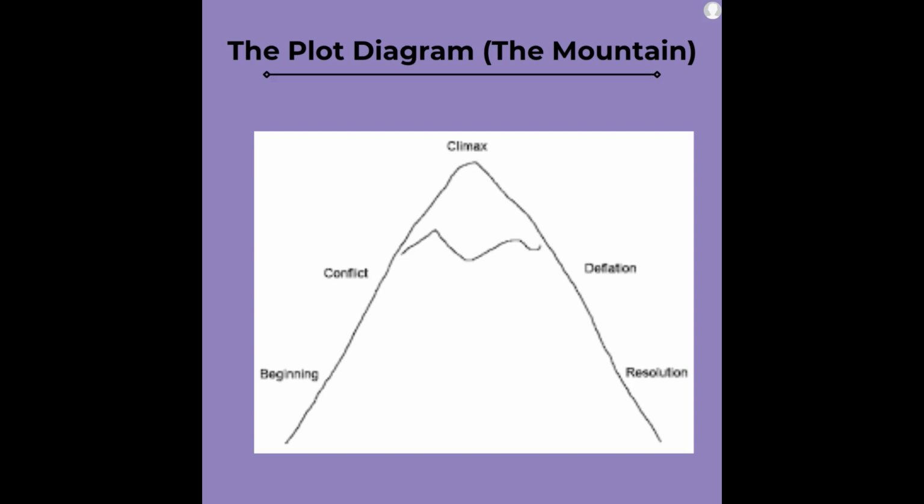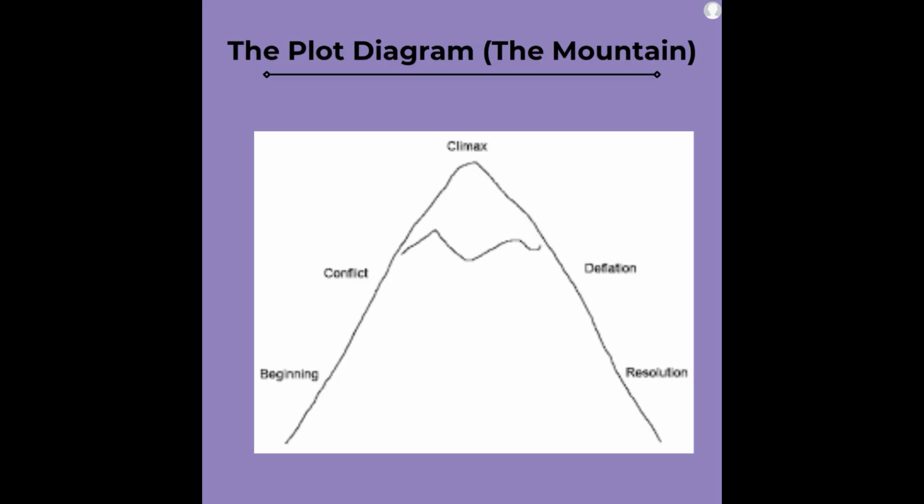The beginning is known as the exposition. It's the start, it introduces the characters and the setting. Next is the rising action, also known as the conflict. It's where the tension builds. The meat of the story is starting to build up. And the peak, as you can see, is the climax. This is the turning point, the most intense moment in the story.